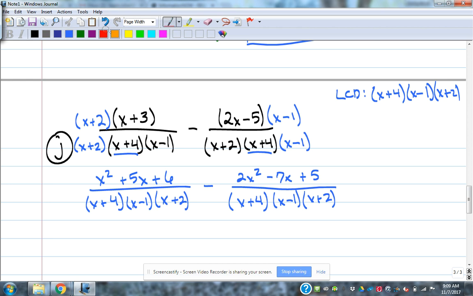Now, here's the thing that catches most people on this problem. If they get the common denominator right and they've multiplied all this out, the minus sign in the middle can catch a lot of folks because you're subtracting that entire numerator, not just the first piece. So it's a minus sign over the whole thing. So you've got x squared minus 2x squared, which would be negative x squared. We have 5x minus negative 7x, which makes what?